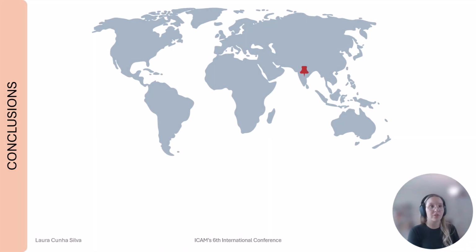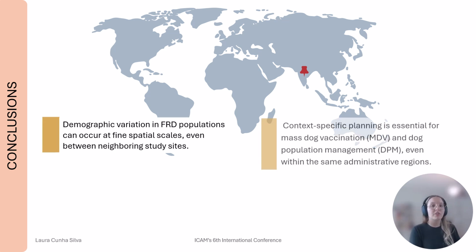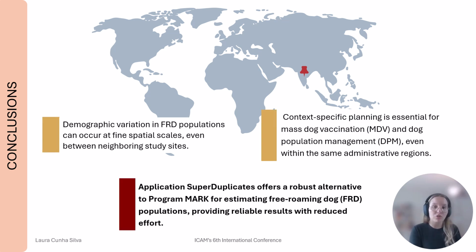So, our study is the first to report free-roaming dog enumeration in Northeast India. By providing insights into the structure of the free-roaming dog populations in two diverse habitats in the city of Guwahati, the biggest urban center in Northeast India, using two distinct methods of estimation, Program Mark and superduplicates, this work serves as guidance for estimating dog population size for ongoing dog population management and mass dog vaccination initiatives in Assam. From this study, we were able to conclude that application of superduplicates does offer a robust alternative to Program Mark for estimating free-roaming dog populations, providing reliable results with reduced effort.